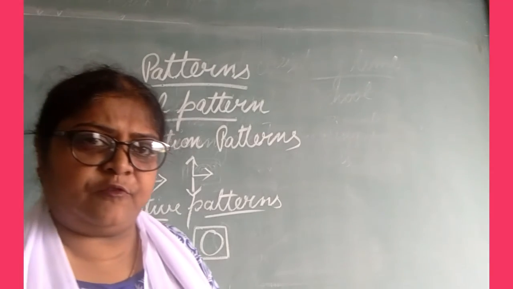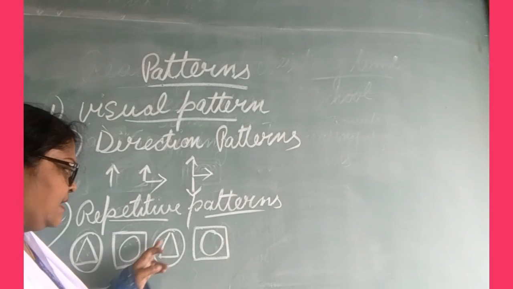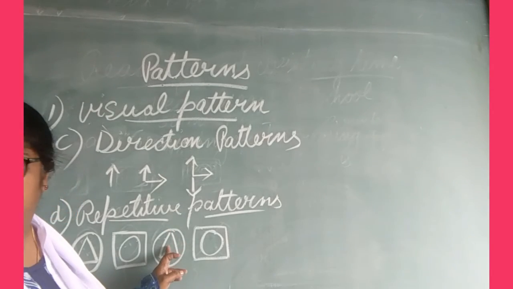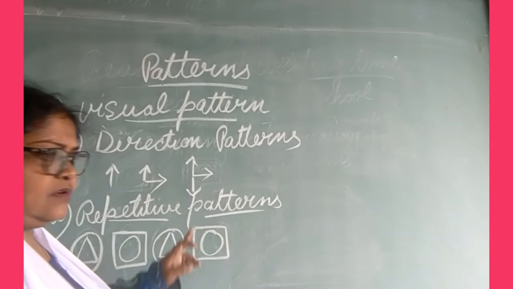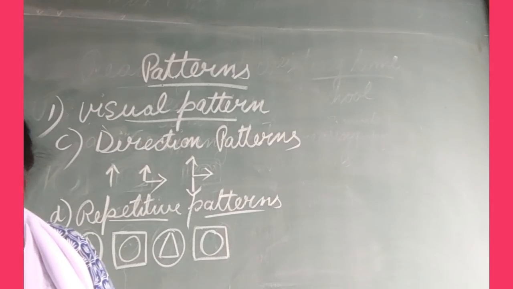Number 4 is the repetitive pattern. One circle with a rectangle inside, then a square with one circle. Again one circle with a rectangle, and one square with one circle. So this is the repetitive pattern.